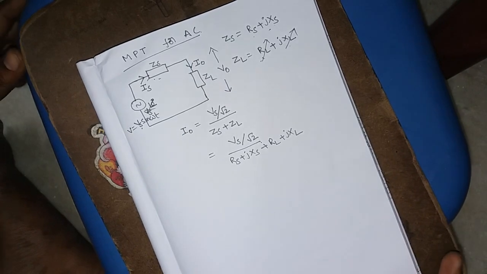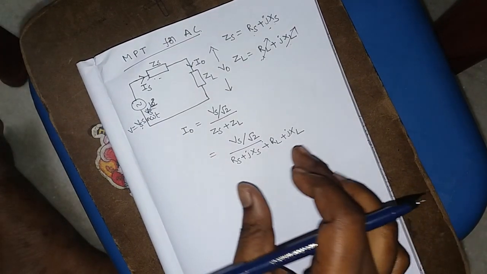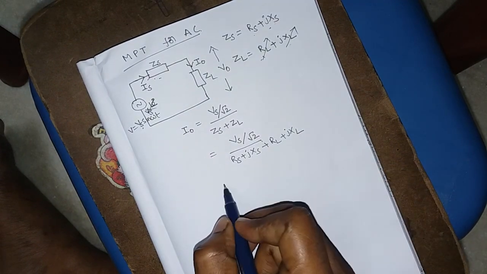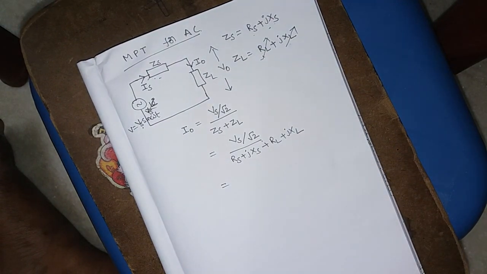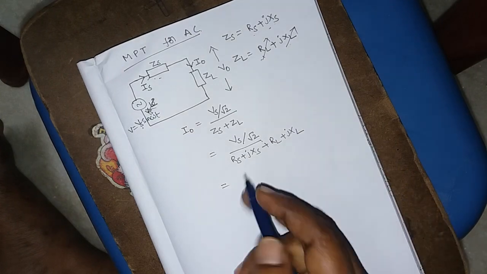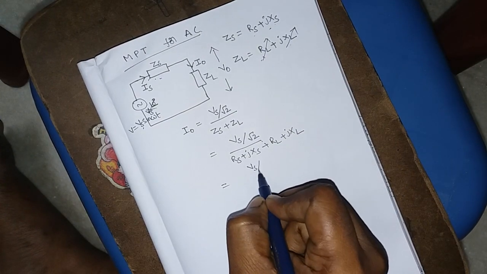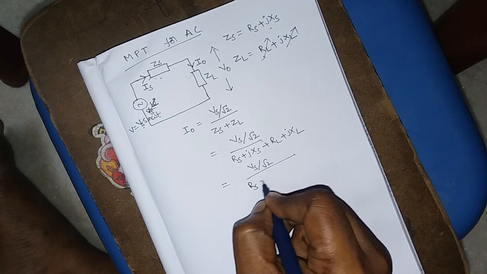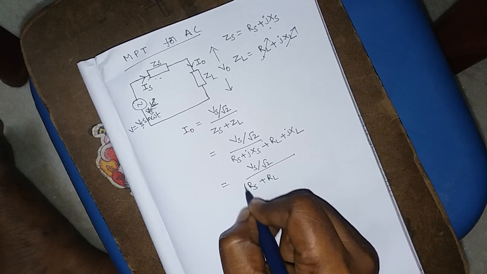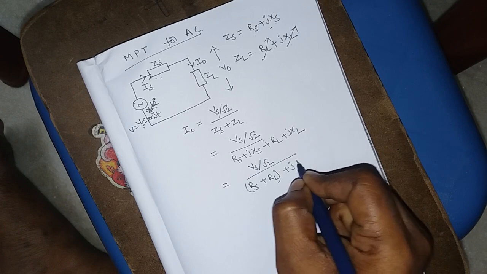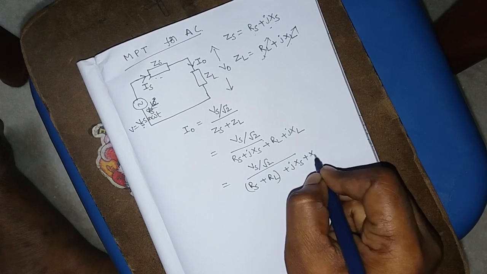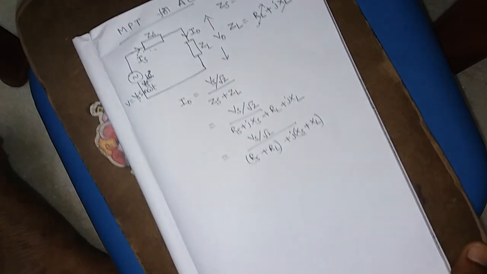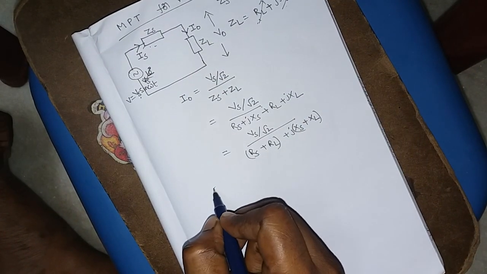Here we can club the real parts and the imaginary parts and write them as separate terms, real term separately and imaginary term separately. Then it will be Vs by root 2 divided by Rs plus RL plus j into Xs plus XL. That's it. Okay. So now what is the output voltage?